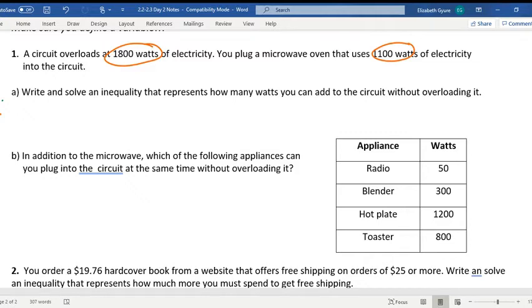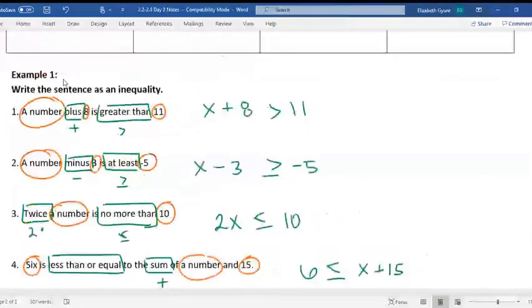Yeah, the microwave uses watts, so we have to think of that, yes, it is taking up that, but the really key word here would be overloads. Exactly. Because if it overloads at that, can it go more than that? No. So if you're not sure what inequality symbol that could represent, let's go up to our chart.